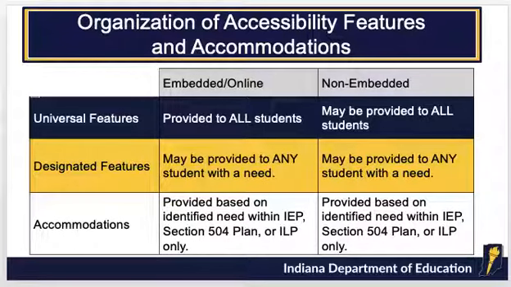Universal non-embedded features may be provided to all students or any student at the determination of the local school. Designated features may be provided to any student who has a need as determined by the teacher or school. Designated features do not require that the student have a special learning plan to receive them. Accommodations are provided based on the identified need in a special learning plan.